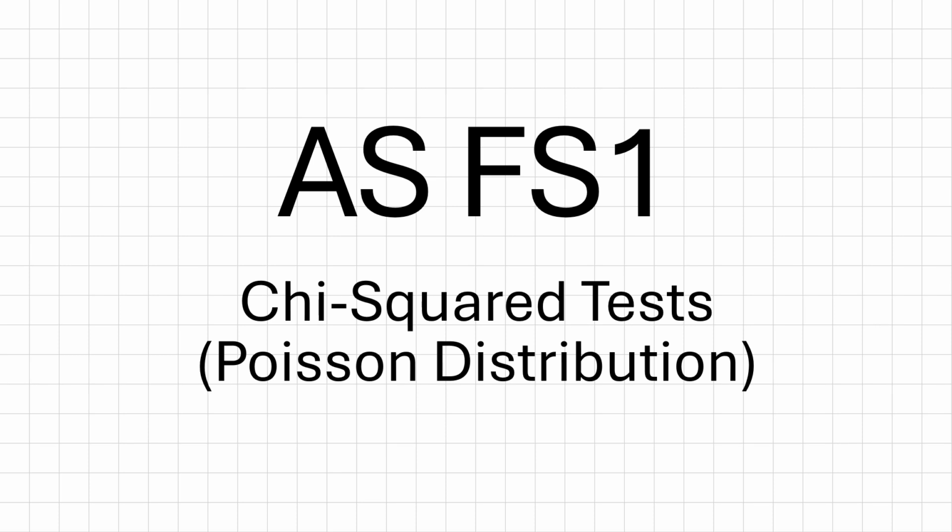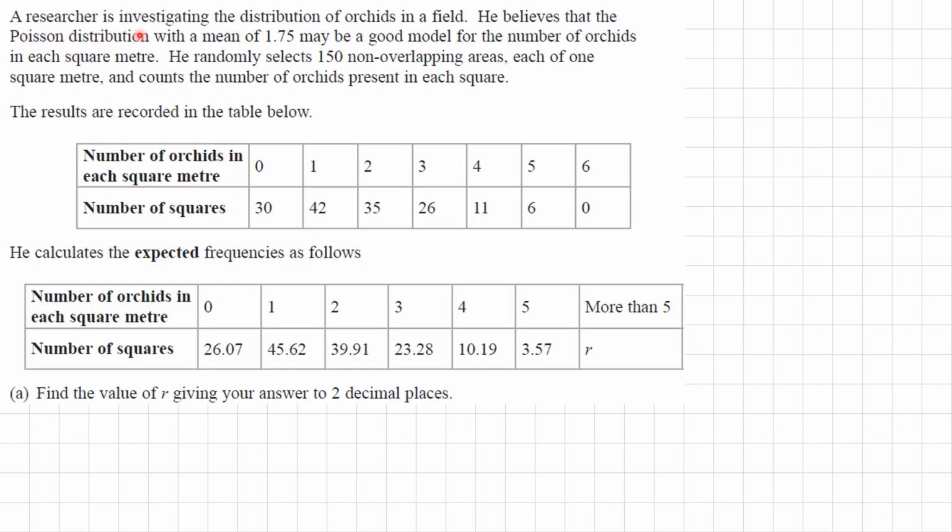This is an AS Further Statistics 1 question on chi-square tests using the Poisson distribution. A researcher is investigating the distribution of orchids in a field. He believes that the Poisson distribution with a mean of 1.75 may be a good model for the number of orchids in each square meter.